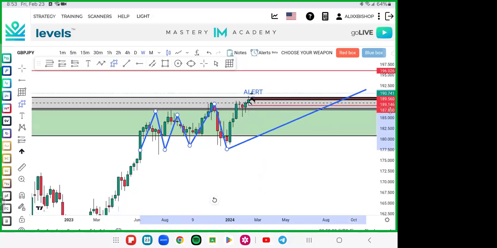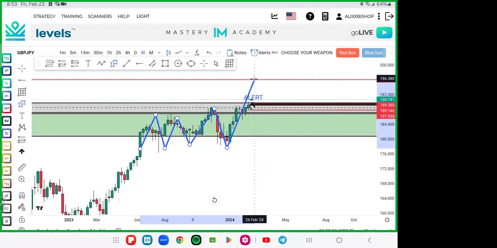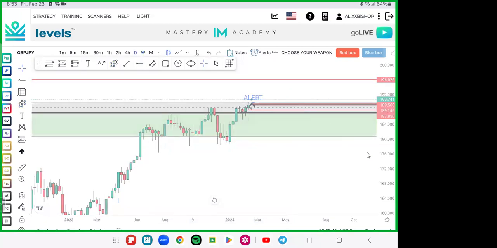Now, as long as we don't break and close above this red line, we are still good for sales. So if we just somehow see a little head and shoulder right here on the 4 hour, oh, we're running that thing. We're gonna run that thing right there, bro. Right. So let's drop down to the daily.